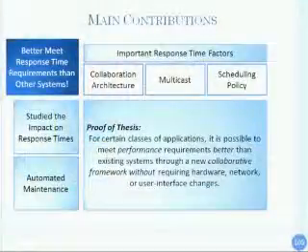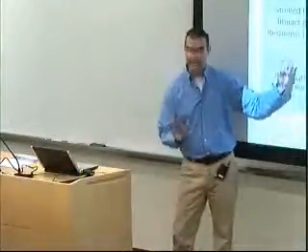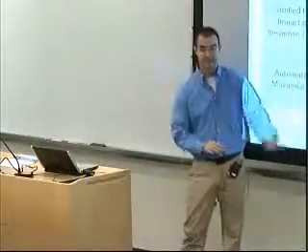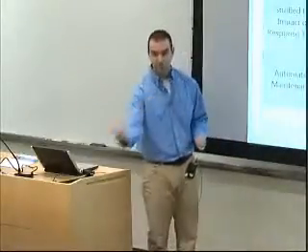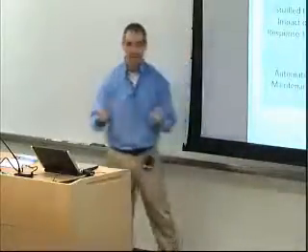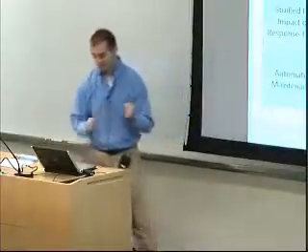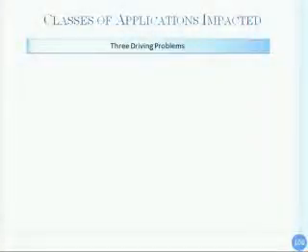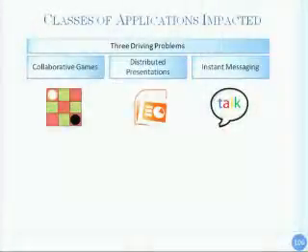If I combine all of these contributions, I give you the proof for my main thesis. For certain classes of applications, it is possible to meet performance requirements better than existing systems through a new collaborative framework without requiring hardware, network, or user interface changes. Now, as with any framework, I haven't validated it with all applications. I don't know whether it improves performance of all applications. That wasn't my goal. My goal is simply to defend the ideas that the collaboration architecture, communication architecture, and scheduling policies matter for response times, and that it is possible to dynamically change them to improve response times.